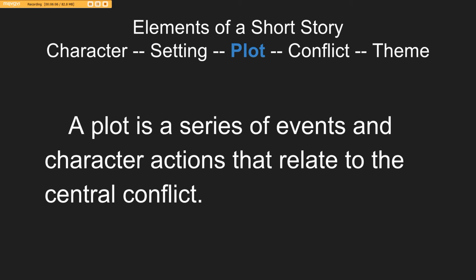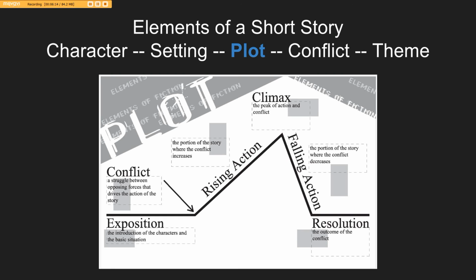After setting, our next element is that of plot. A plot is a series of events and character actions that relate to the central conflict. So this here is a nifty chart that basically maps out the plot of your typical short story.